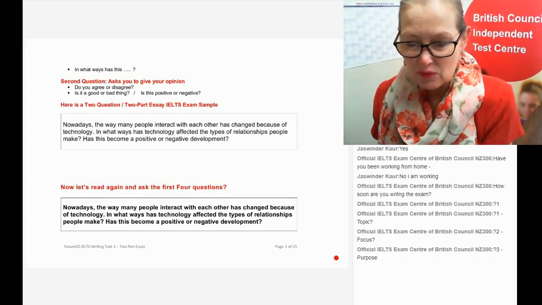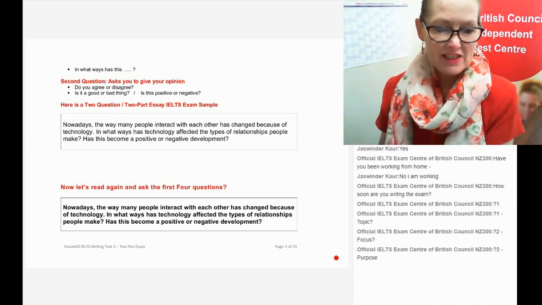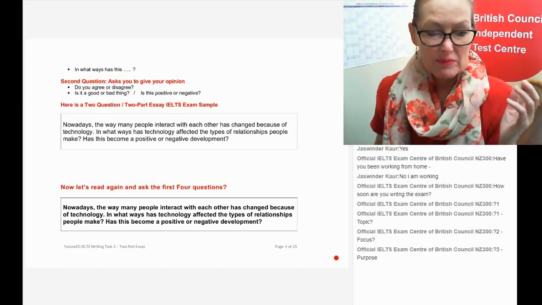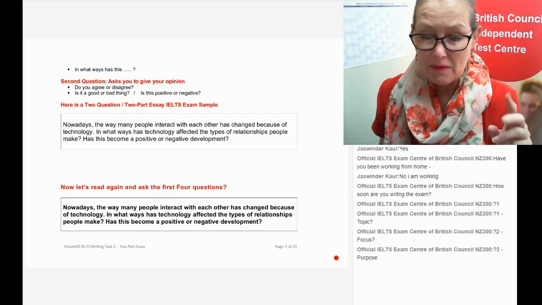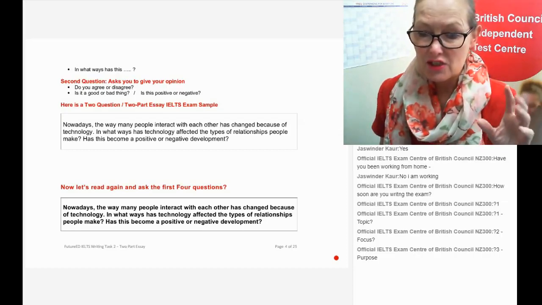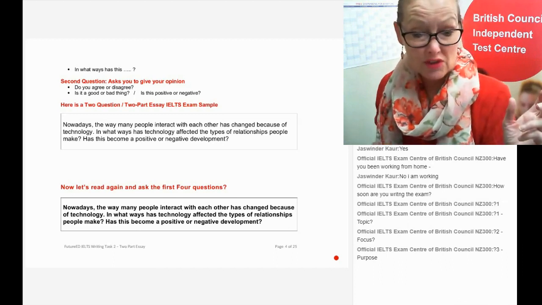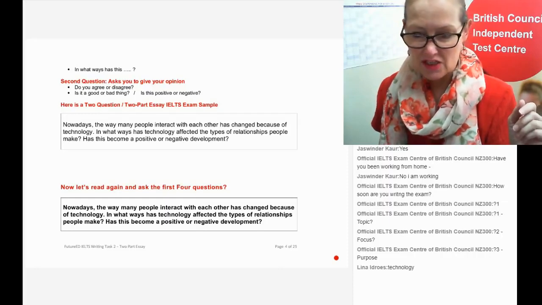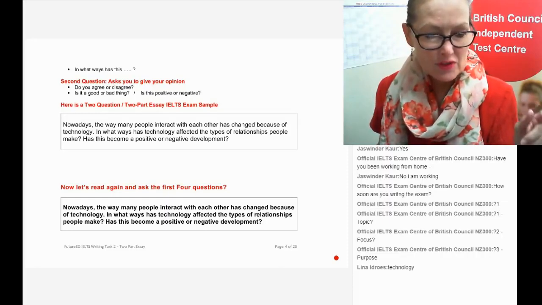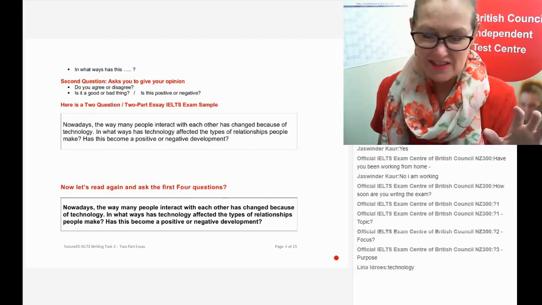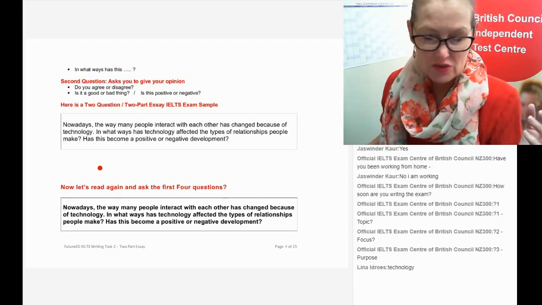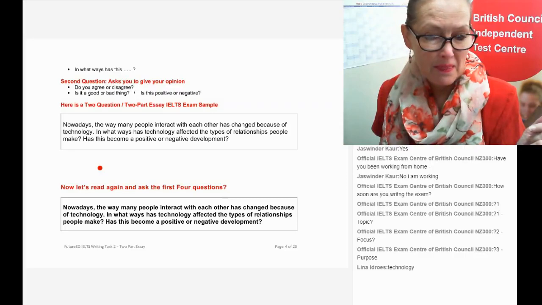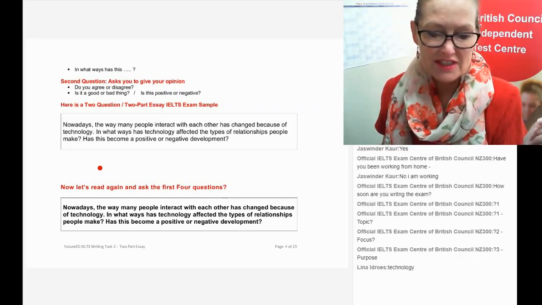Let's have a look at a couple of points. First of all, we need to identify each question. So we will be given an essay topic with 2 questions, and we will need to answer each question in order to get our full task response mark. The first question asks you to assess the situation. What is the situation in your country? How important is it? Why do you think this is? So these kind of questions.